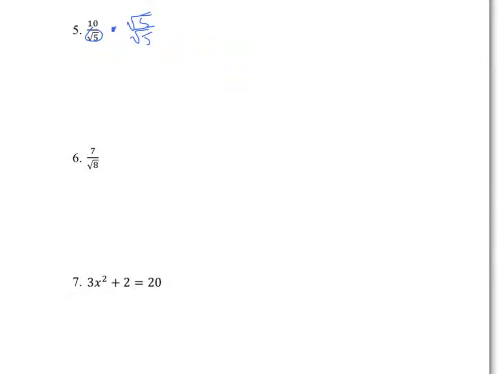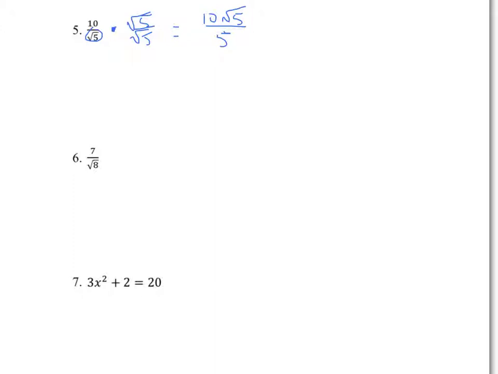The reason you can do that is because anything over itself is just 1, and if you multiply anything by 1, it doesn't actually change the number, it just changes the way it looks. So, when you multiply straight across here, we're going to get 10 square root of 5 on top. And square root of 5 times square root of 5 is the same as square root of 5 squared, which is going to cancel out that square root, and you're just left with 5 in the denominator.